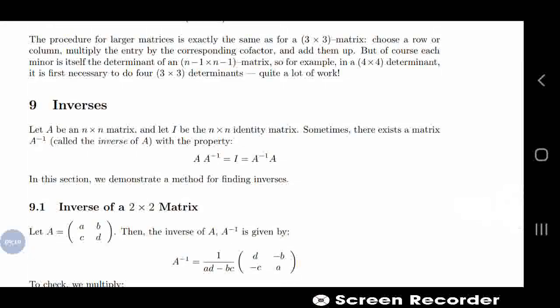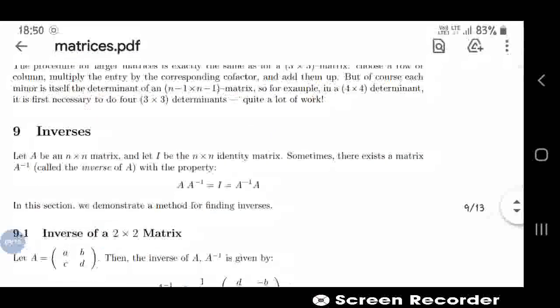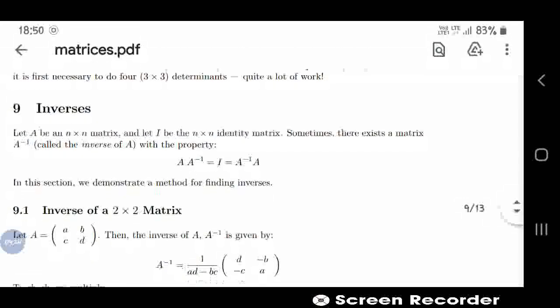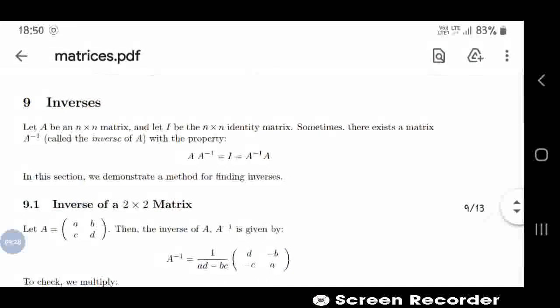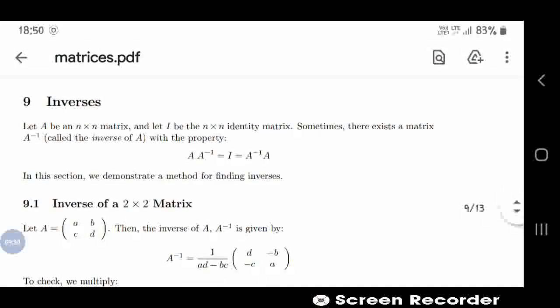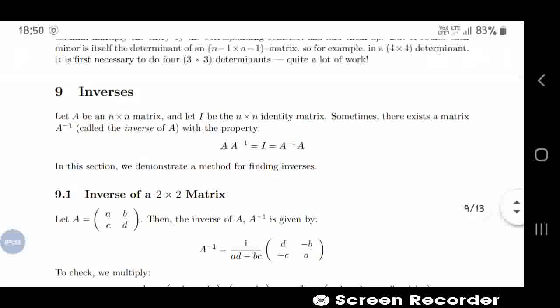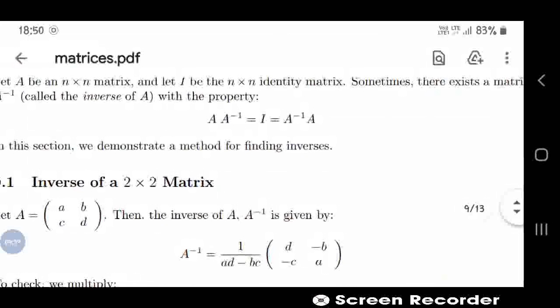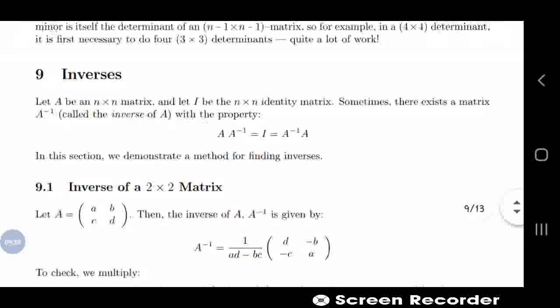Now let us come to our next topic, that is inverses. Let A be an n by n matrix and let I be the n by n identity matrix. Sometimes there exists a matrix A inverse with the property A A inverse is equal to I is equal to A inverse A. In this section we demonstrate a method for finding inverses. So, the inverse of a 2 by 2.